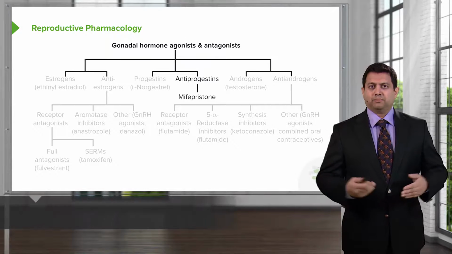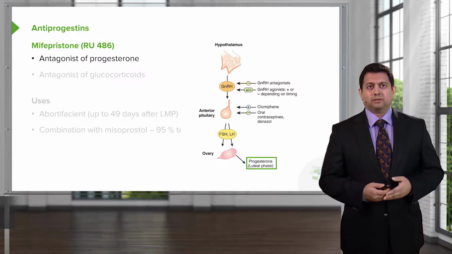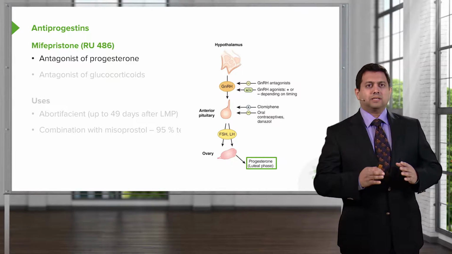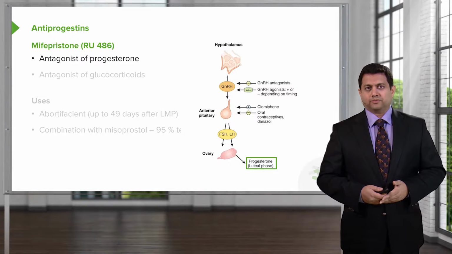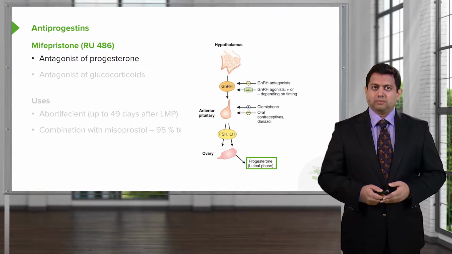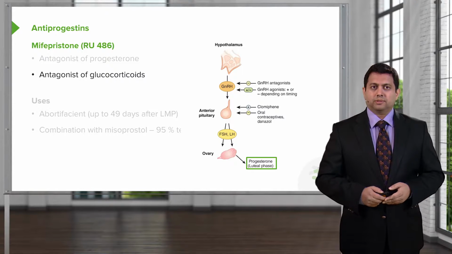Let's move on to the antiprogestin agents. Mifepristone is the prototypical antiprogestin. You may remember it as RU486 because it was extremely controversial when it was first released onto the market. It is a direct antagonist of progesterone receptors. It is also an antagonist of glucocorticoid receptors.